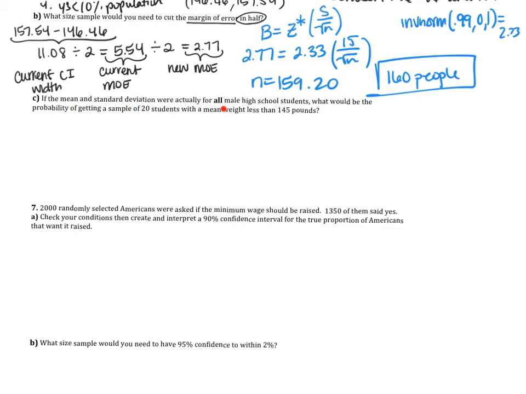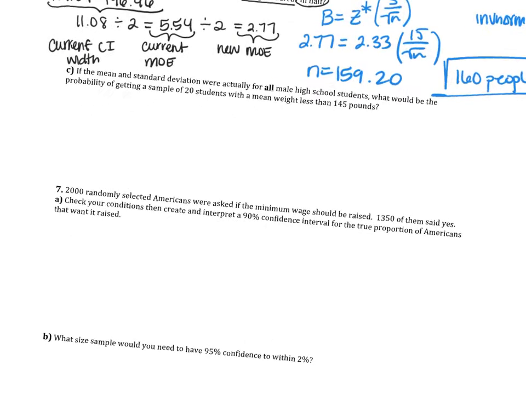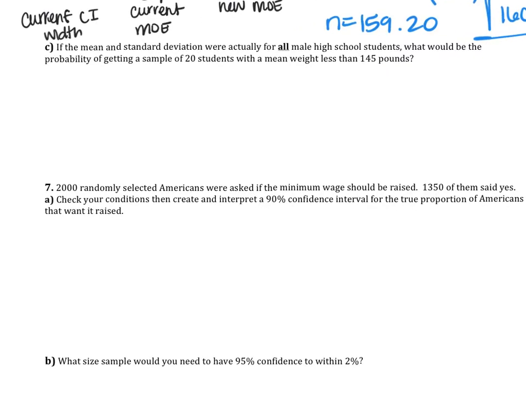If the mean and standard deviation were actually for all male high school students, what would be the probability of getting a sample of 20 with a mean weight less than 145? So all we're going to do is adjust our information to fit a sample of 20, okay? So let's do this. My mean is still 152, and my standard deviation is 15. So my standard deviation of the sample is 15 over square root of 20, which is approximately 3.35.